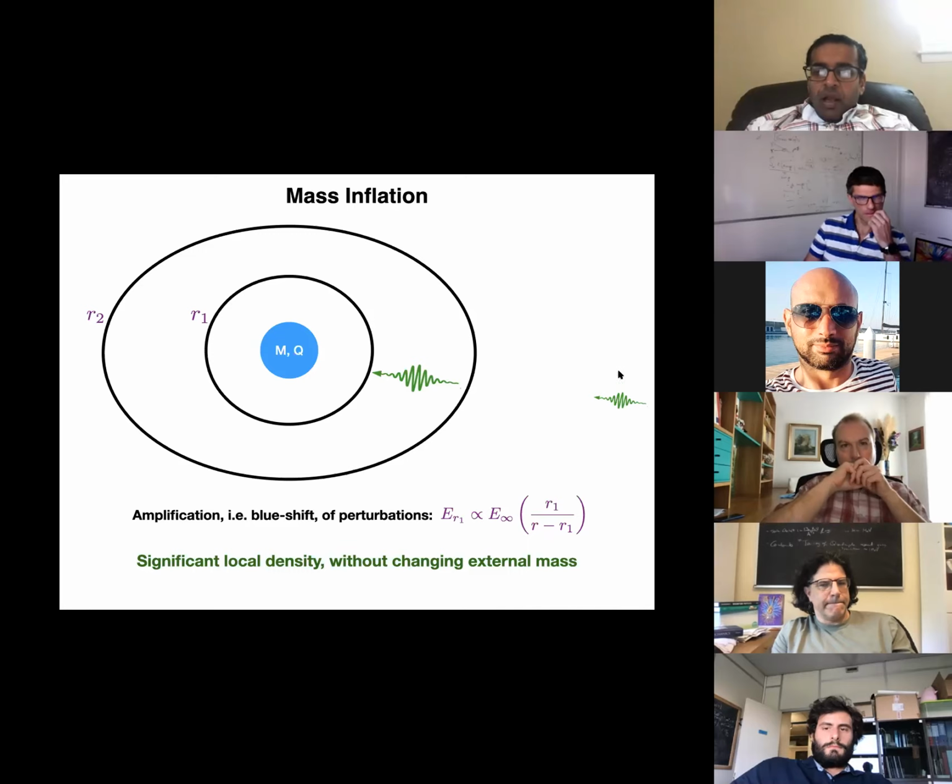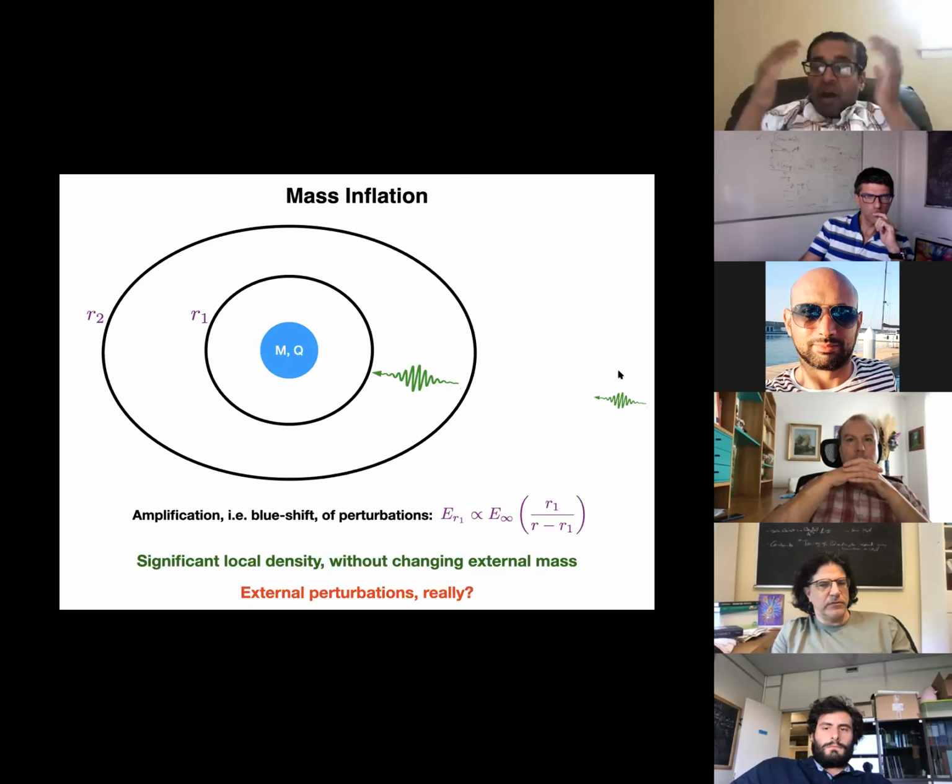But something about this should make you a little bit nervous, where you're like, is it really the case that external perturbations are what is necessary to save something like causality? Something about the Cauchy horizon problem. After all, if I take a solar mass black hole, do I really expect a tiny photon from far away coming in and dramatically changing its geometry?